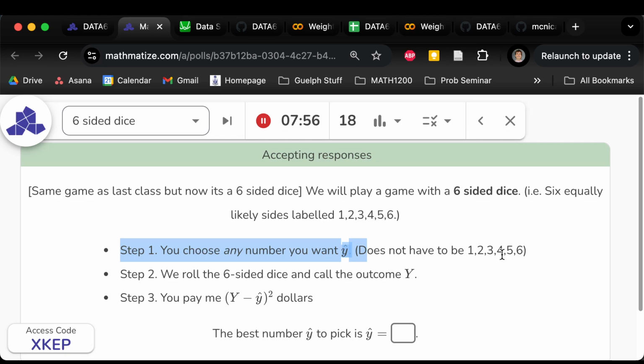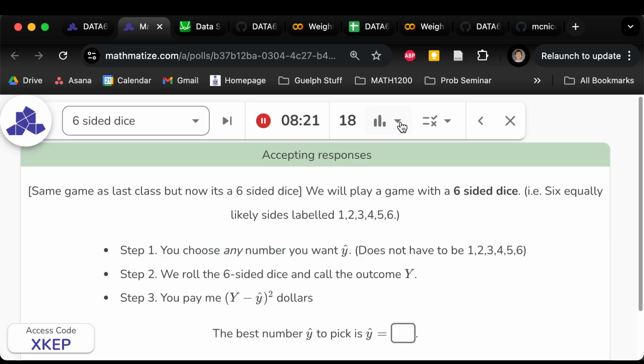This is a little bit like the movies we talked about in the very first class, right? If you're estimating how much somebody likes a movie, even if they always answer 4 stars or 5 stars, your best guess might be 4.5 stars, and that's possible. So that's one thing to clear up. Step 2, we're going to roll the dice once, call the outcome Y, and step 3, this is my favorite part, you pay me (Y minus Y hat) squared dollars. And the question is, what is the best number to pick?